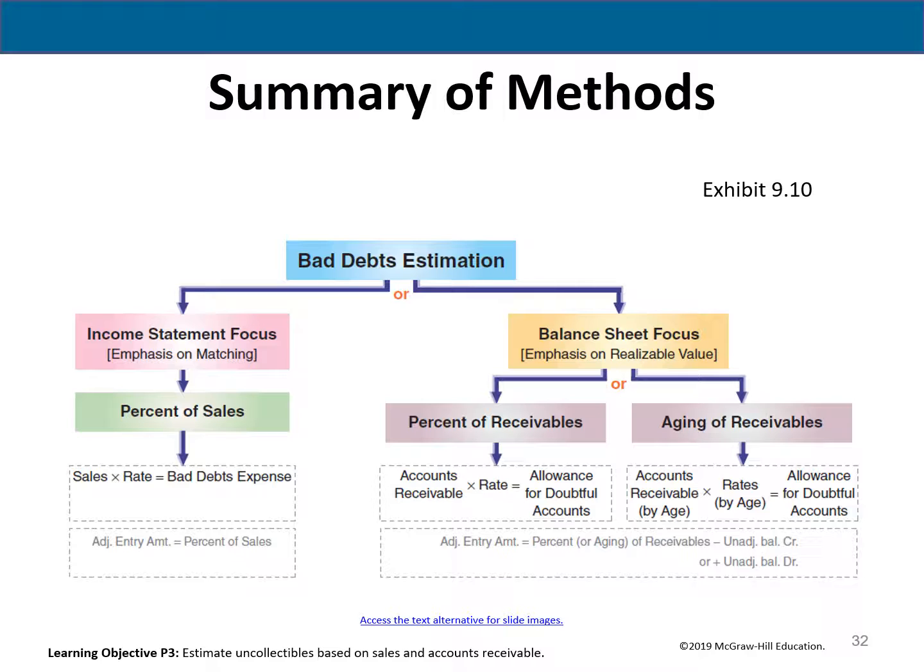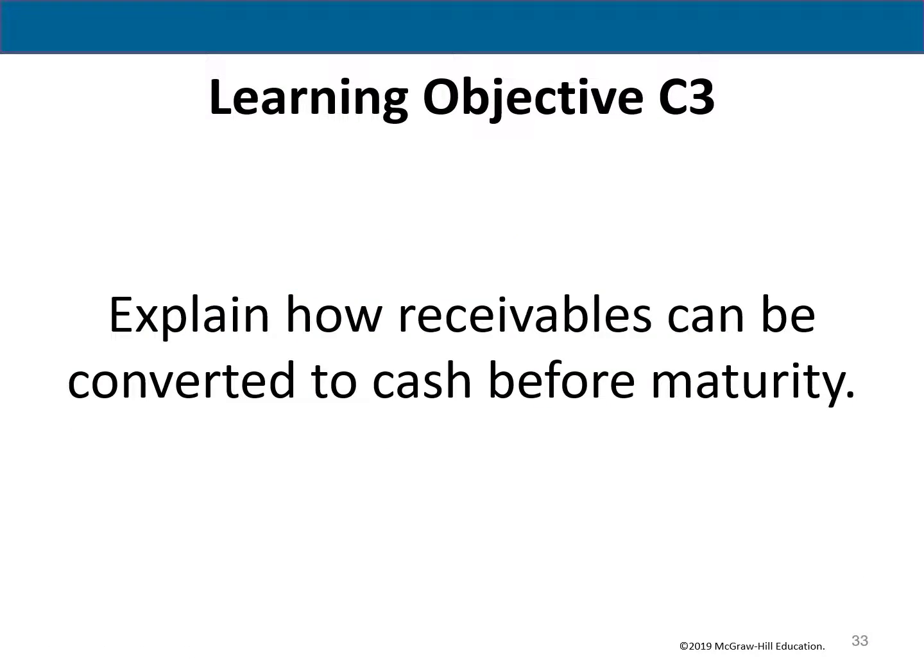So no matter which method you use of estimating, you will always make sure you increase that allowance for doubtful accounts and do the opposite, whatever it may be, usually debiting bad debt expense. You will always write off your accounts in the same manner. You'll debit the allowance for doubtful accounts and credit accounts receivables, and you'll reinstate, because the allowance method is the same whether you estimate using sales or accounts receivables.